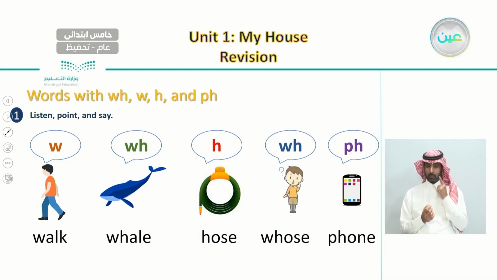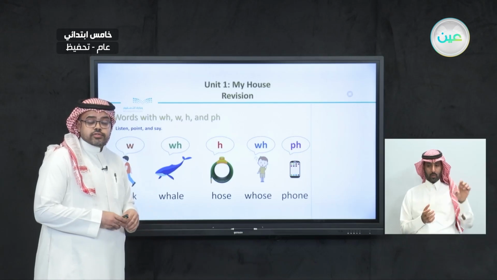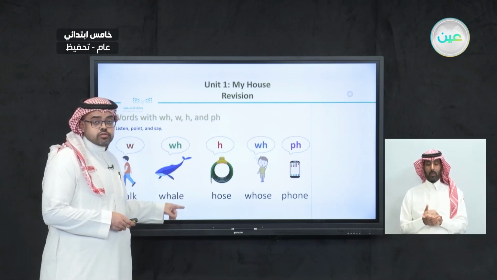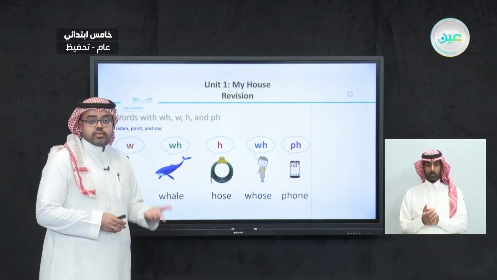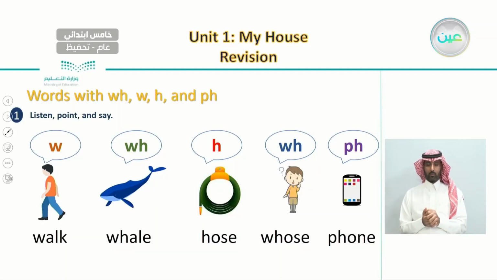So let's start by listening to all of these words, and after this we're going to repeat each of these words and point at them, and then we're going to say them again together. So let's start with the first one. The first word we have is walk. Walk. Say after me. Walk. So walk starts with the letter W.